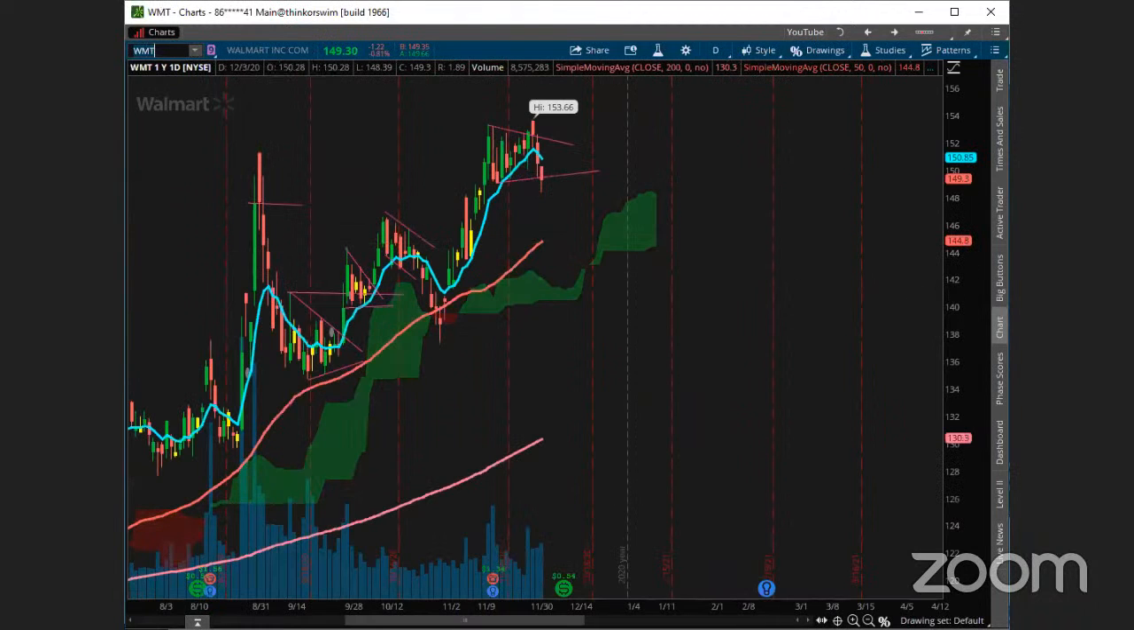Angel, Walmart playing with your emotions. I hear that. Yeah, it's kind of breaking down out of the triangle right here. I was hoping it would give a little bit more of a push, but Walmart can be finicky for sure. It's not an easy name to trade. It gets tight and makes a little bit of a move sometimes, but right now it's just kind of blah. So I hear you on that one.